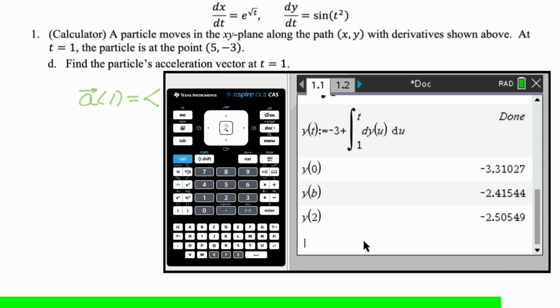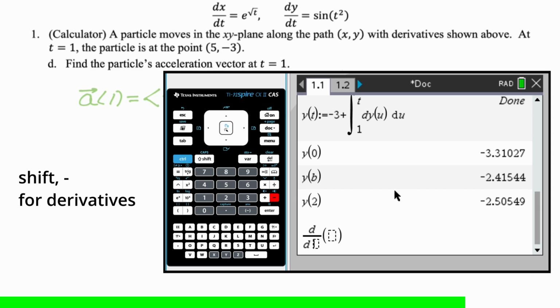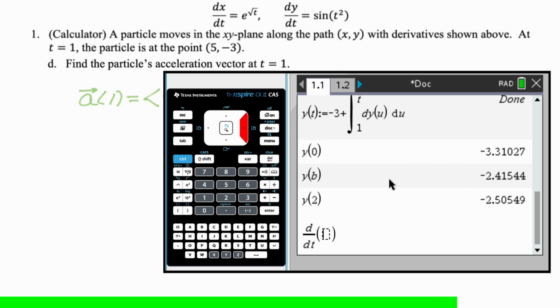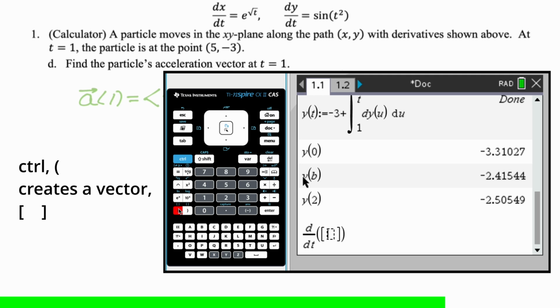Okay, let's do the calculator part here for part D. We're trying to find the acceleration vector. We've already defined in part B dx of t and dy of t. So what I'm going to do is something kind of interesting. I'm going to have the calculator find the acceleration vector in one shot. So I'm going to press shift minus for derivative, and I want the derivative with respect to t. And then what I'm going to put in here is a vector. So I'm going to press control, and then open parentheses. That's where we're going to put our vector.